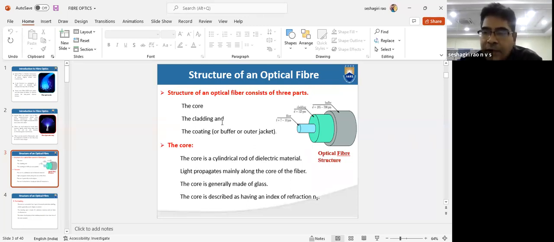The buffer is nothing but the cover material. The cladding covers the core, and the buffer covers the cladding. We also came to know one more point: the refractive index of the core is slightly less than, as stated here, the refractive index of the cladding, and that is an important parameter you need to understand. The core is a cylindrical rod of dielectric material. Light propagates mainly along the core of the fiber. The light travels in the core, right? This is the core.